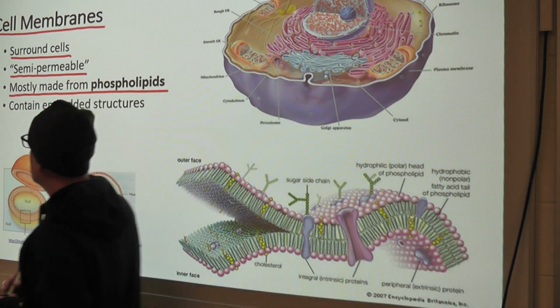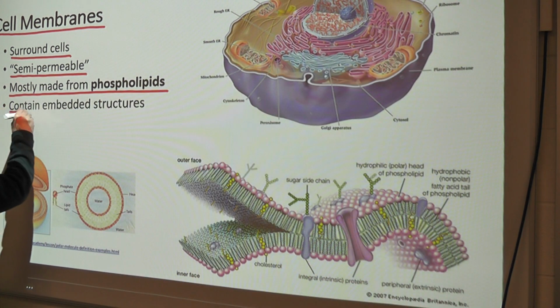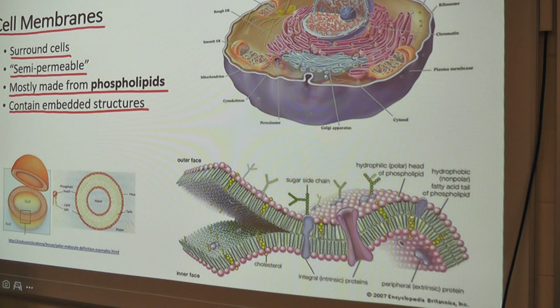They contain things. We're not going to go into a ton of detail about these things right now, but they're actually really important. Without the things that are in a cell membrane, the cell would be unable to move really critical substances in and out.